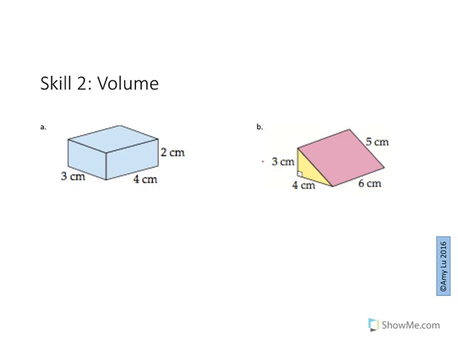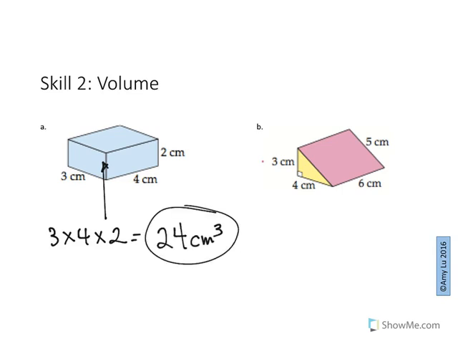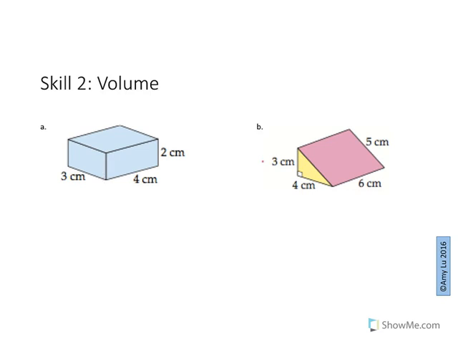So, can you pause and try to find the volume of these two shapes? So for the first one, this is straightforward. 3 times 4 times 2, giving you a volume of 24 centimeters cubed. In the second one, the area of the triangle is 3 times 4, which is 12, and you cut that in half, divided by 2, which gives you 6.